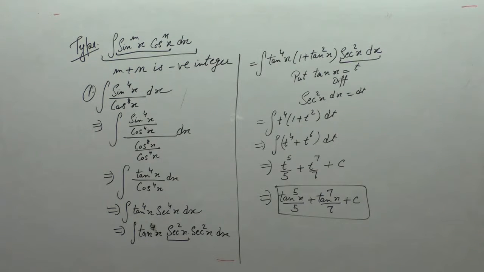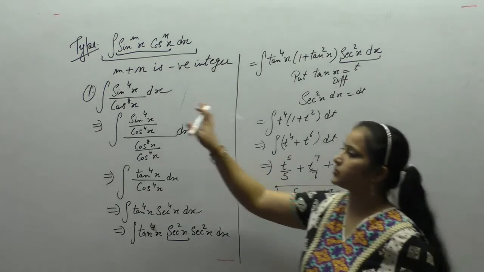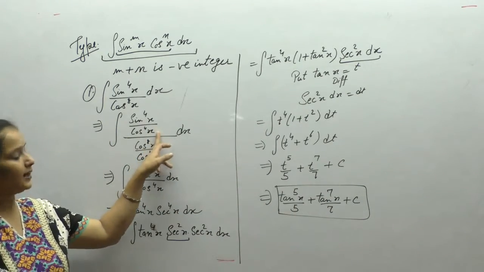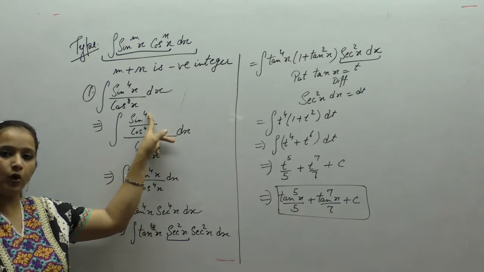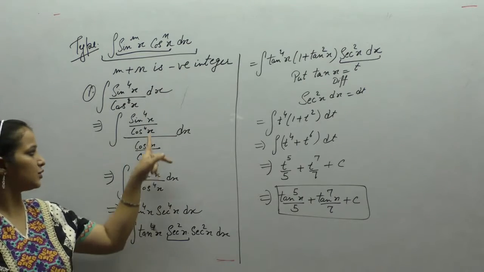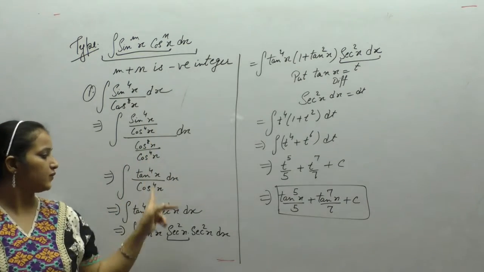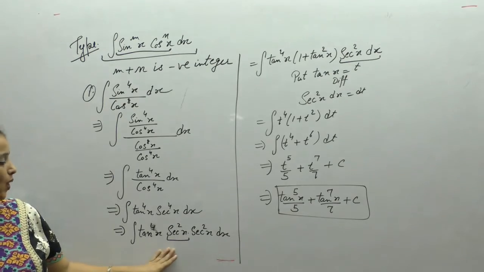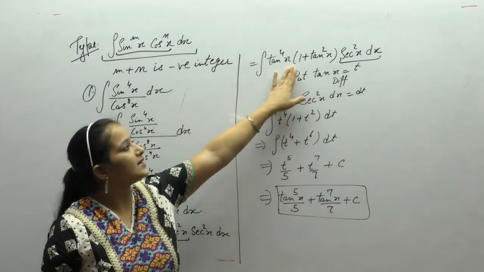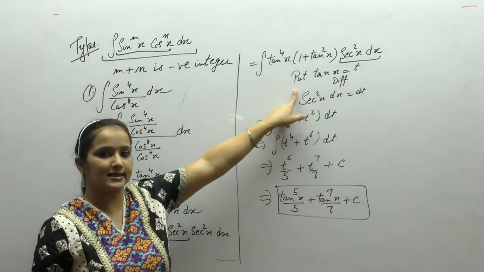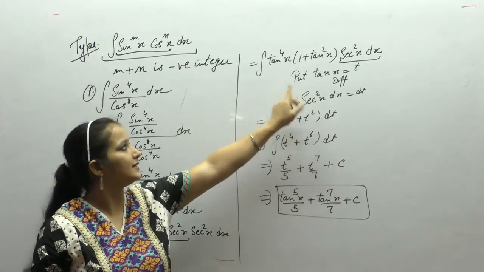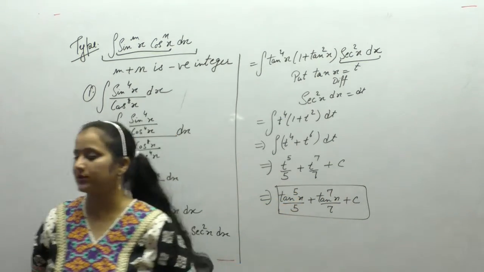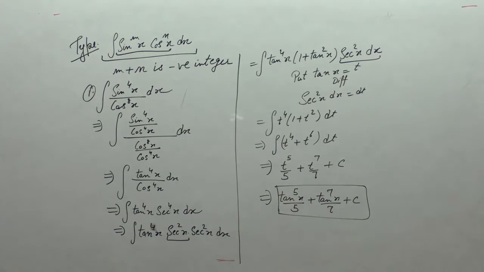What we do here is, first we change the sine and cos in terms of tan and sec. For doing that, we divide the numerator and denominator by cos⁴x, because sine has power 4, so we have tan⁴x. So we divide it by cos⁴x. 1 upon cos is sec. Sec⁴x is sec²x into sec²x. And instead of one sec²x, we use the identity 1 plus tan²x. Now put tan x as t. Derivative of tan is sec²x dx, dt. t⁴ into 1 plus t² dt. After that, we apply the power rule and substitute the values in terms of x.